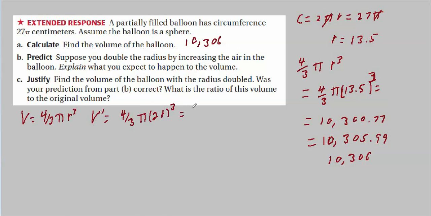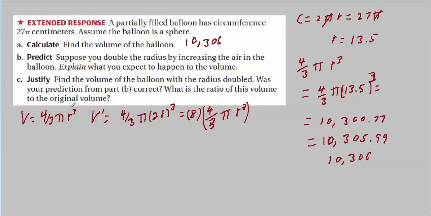Well, what is that? 2 cubed is 8. So we could write this as 8 times 4/3 pi times r cubed. Because when we cube these two, we get 8r cubed. We pull the 8 out, put it in front here. Well, that's just 8 times our original formula, isn't it?